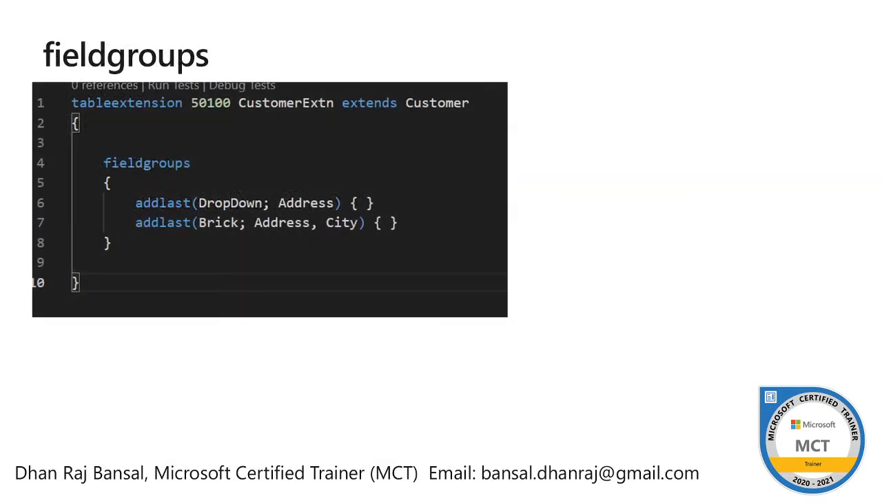Okay, let's say we saw in the customer in field groups, when we take a lookup on the customer list page, it was showing certain fields, and if you want to make some changes into that, using table extension we can do that. For example, here's the code for that. Table extension name, then extends customer table and field groups.